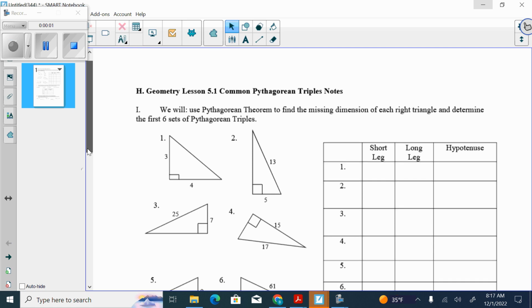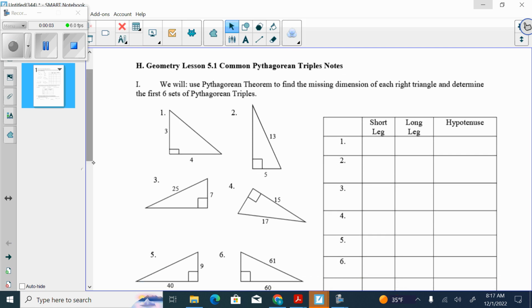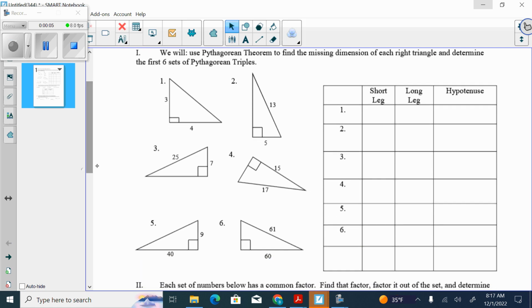Then these are some of those that we previously talked about. So we're going to fill in this chart over here to the side based on these pictures. So on number 1, what's the short leg for number 1? 3, good. Which means the long leg is 4. And then we have to find the hypotenuse. So how do you find the hypotenuse?